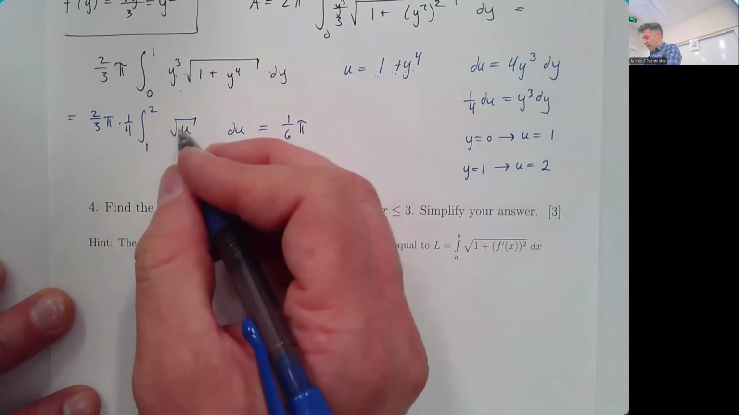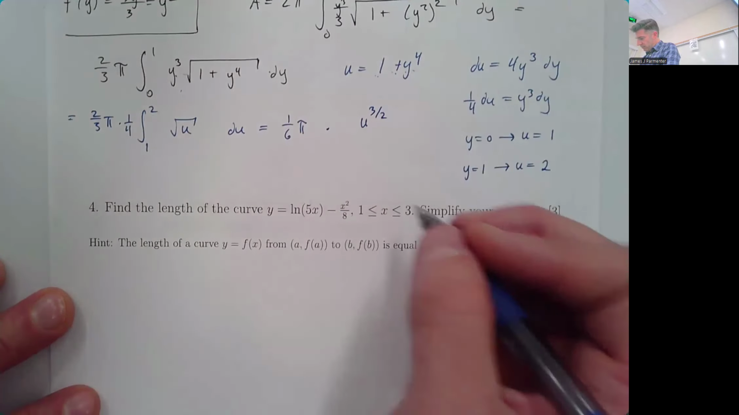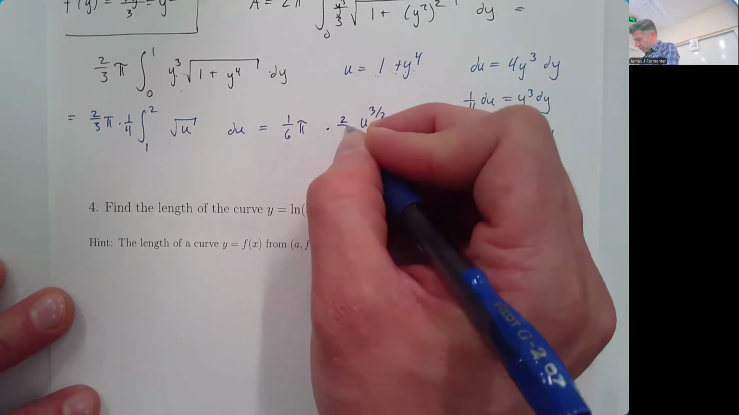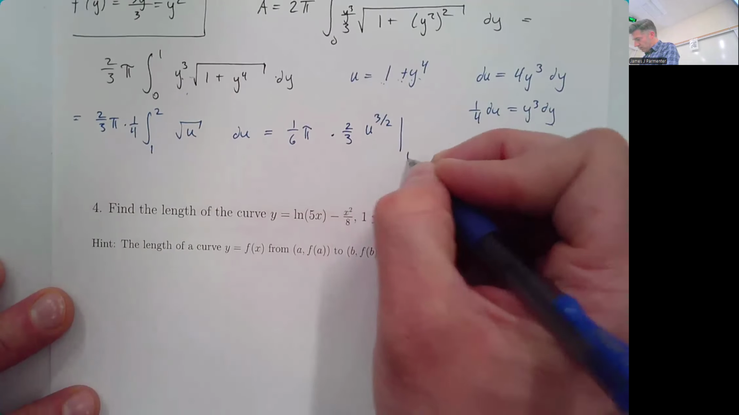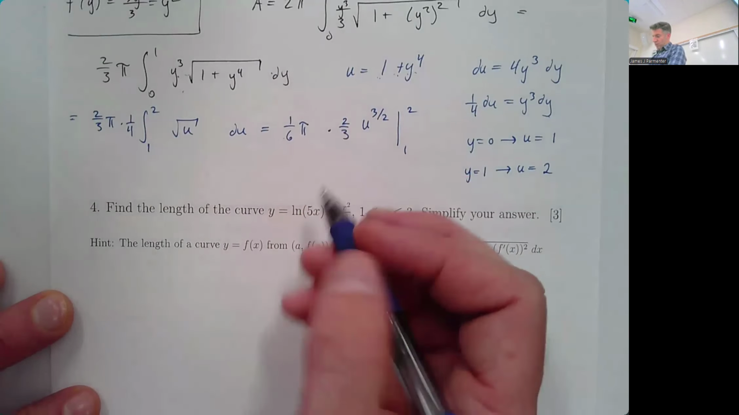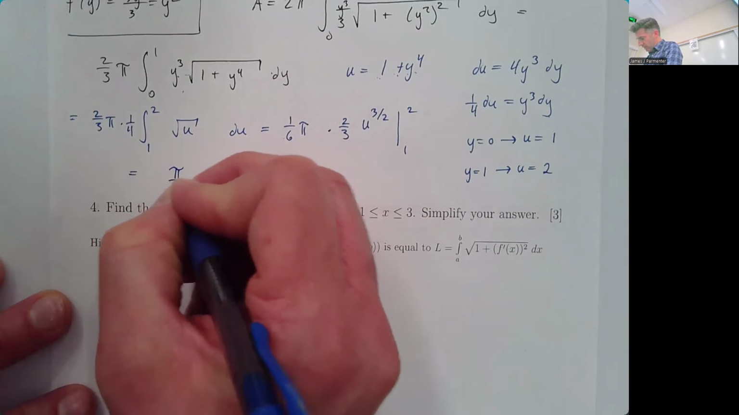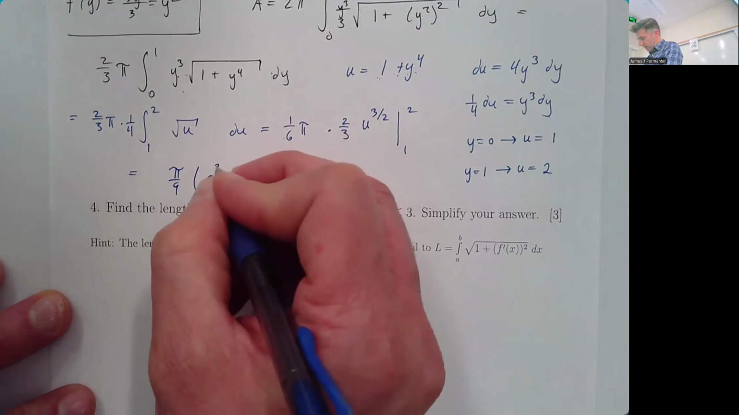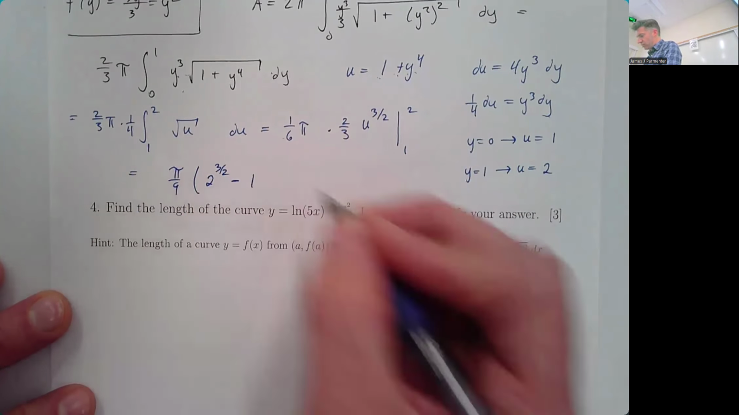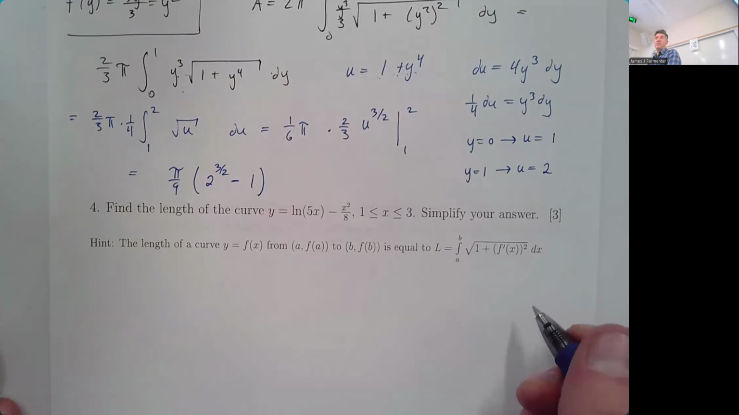And the integral of u to the 1/2 is u to the 3/2 divided by 3/2, or times 2/3, from u equals 1 to u equals 2. 1/6 times 2/3 is 2/18 or 1/9. So we get pi over 9 times 2 to the 3/2 minus 1 to any power, which is just 1. So 1 to the 3/2 is 1. And that's as good as it gets. 2 to the 3/2 is unfortunately not any nicer than that.